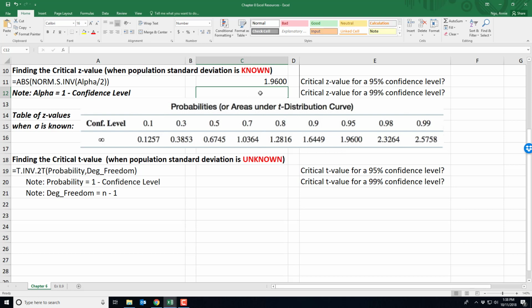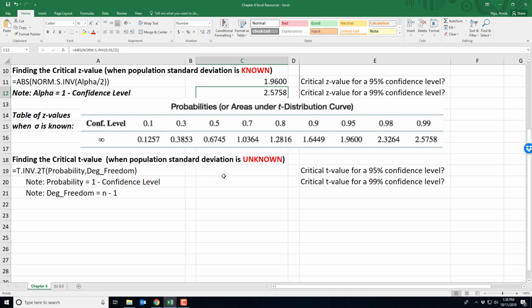If you want to practice one more, we can see what 99% looks like. So we'll type in equals absolute parentheses norm.s.inv parentheses. In this case, we want a 99% confidence level, so our alpha is 0.01. Divide that by 2, close our parentheses, and hit enter. And so you can see our critical Z value at 99% is 2.5758. And you can see that right here in our table as well.